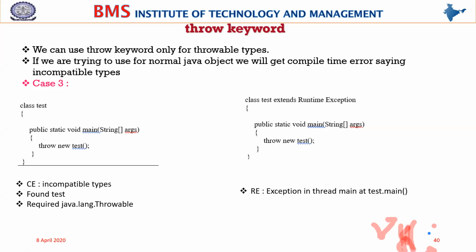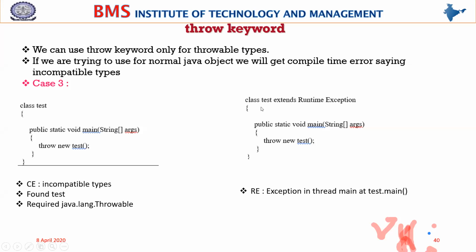The exceptions, we have seen the exception hierarchy. Which are the different classes that are present in your throwable class? You can throw only those types of exception, and you cannot throw a user-defined Java object. For example, if I try to use a normal Java object here, that's the reason we are getting a compilation time error.